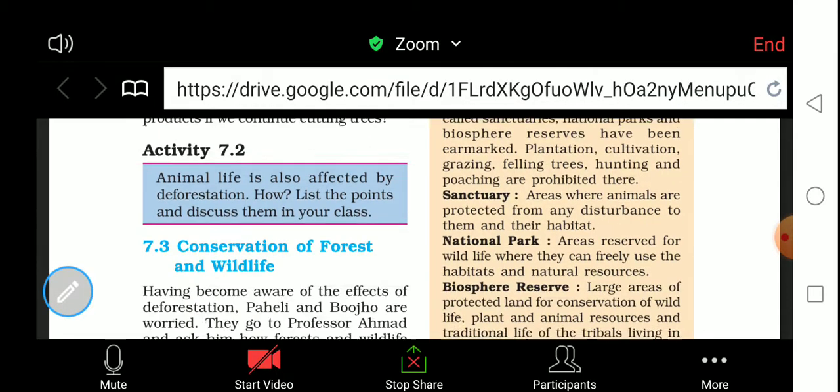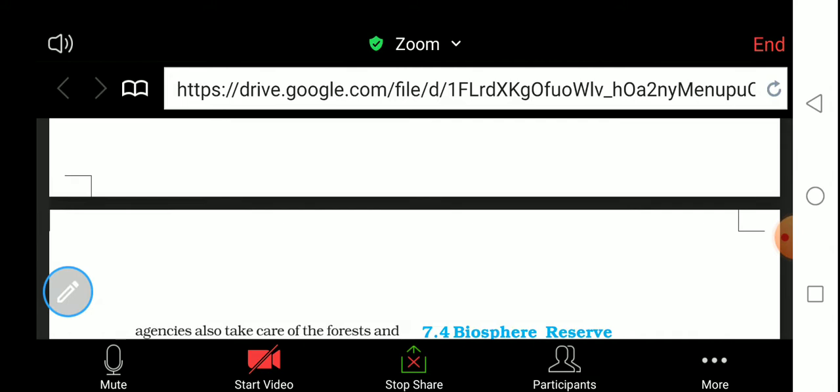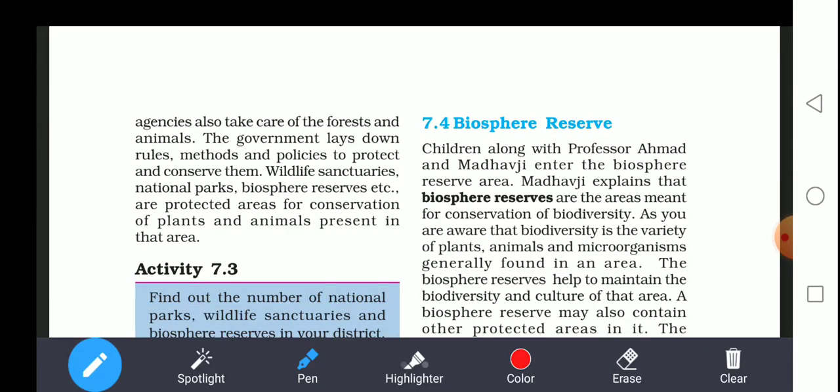So now we'll read. Here we discussed that the government lays down rules, methods and policies to protect and conserve them. The government has different rules and regulations, and different policies on how to conserve wildlife. So wildlife sanctuaries, national parks, biosphere reserves, etc. are protected areas for conservation of plants and animals present in that area. This is the valid reason why wildlife sanctuaries, national parks and biosphere reserves are formed by the government.